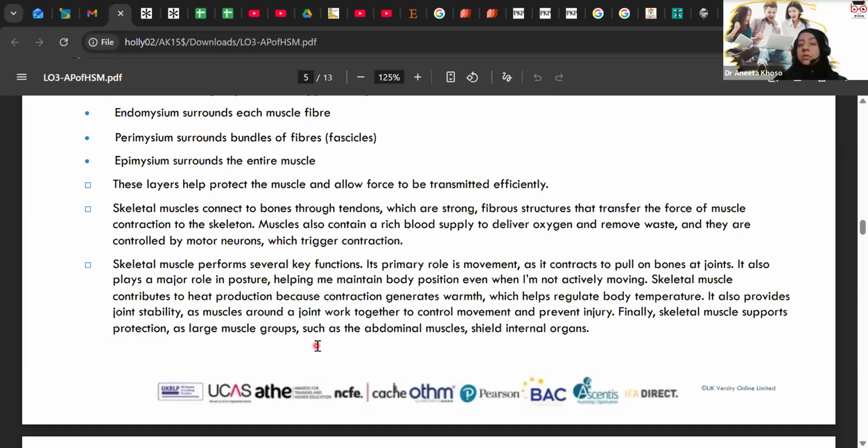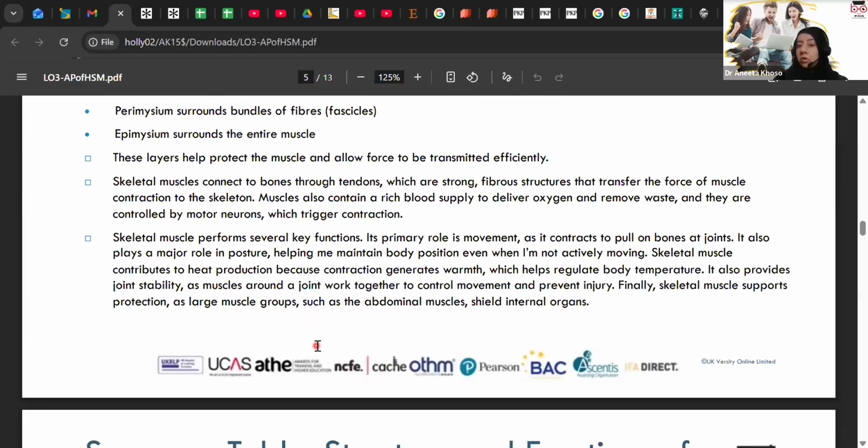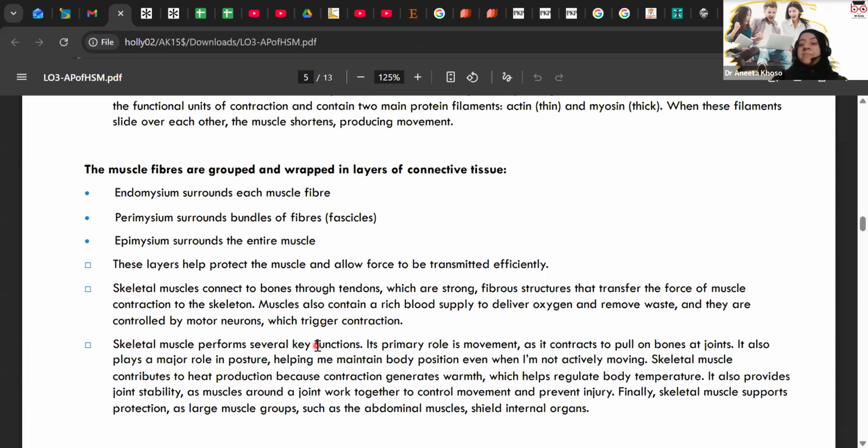Skeletal muscles connect to bones through tendons, which are strong, fibrous structures that transfer the force of muscle contraction to the skeleton. Muscles also contain a rich blood supply to deliver oxygen, and they remove waste products. And they are controlled by motor neurons, which trigger contraction.